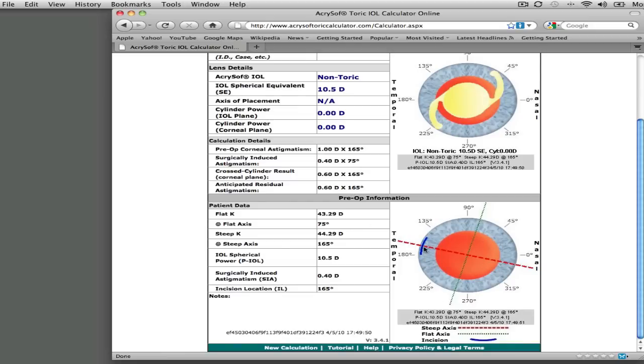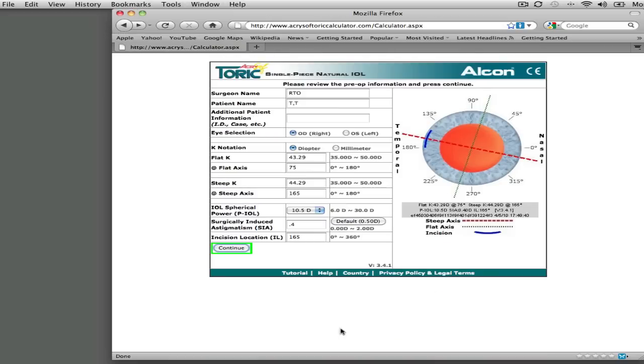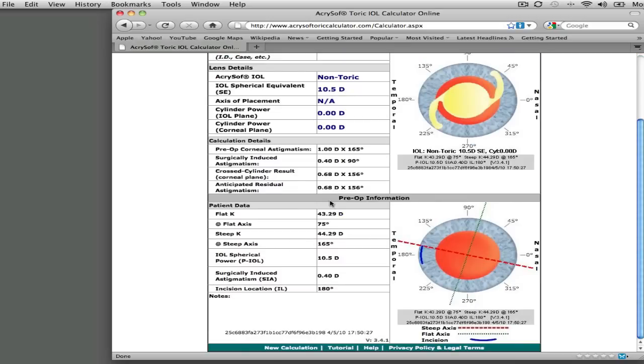Now, if this is difficult for some people to operate on, we'll go back and move this to 180 and see what kind of results we get. And as you see, here's the preoperative diagram. We're a little bit off the steep axis, but still an acceptable amount of astigmatism, 0.68 diopters, so an LRI does not have to be done. Our next example will be one that we have to do an LRI on.